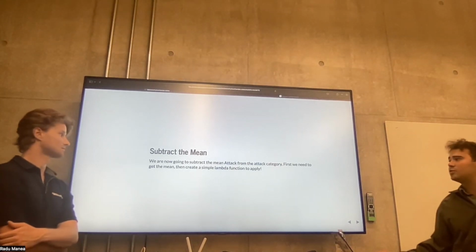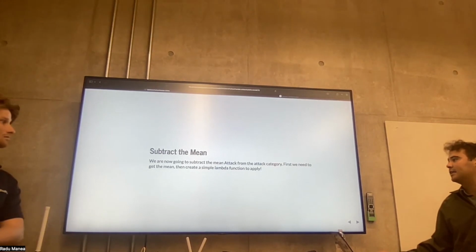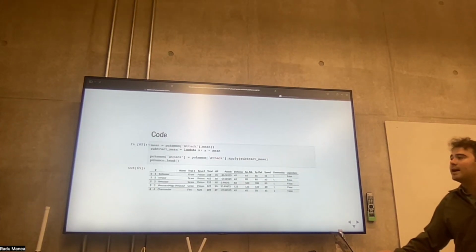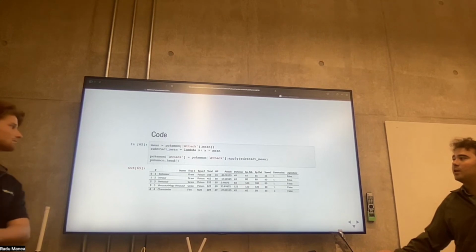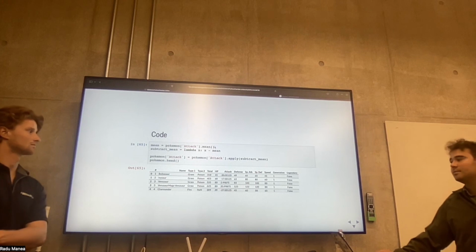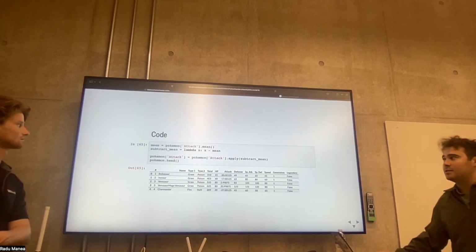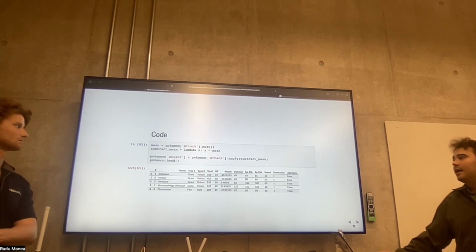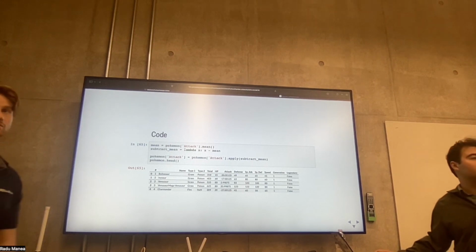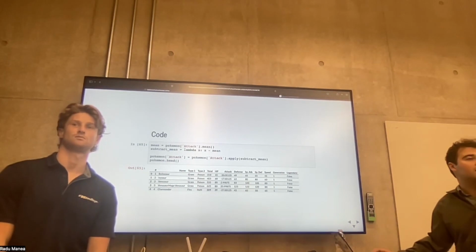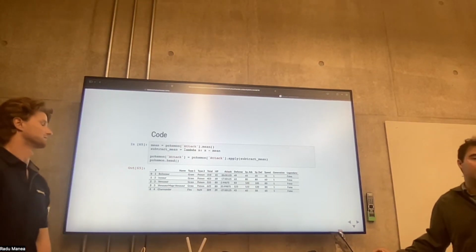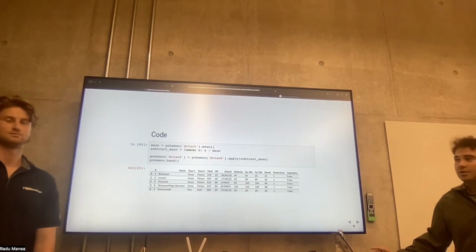So right now we're going to subtract the mean attack from the attack category. So first thing we're going to do, we're going to grab the mean by using Pokemon, the attack column, and we just use the dot mean function in pandas. And that'll save it as the mean number. And then to subtract the mean, we're going to use a lambda function. Has anyone used lambda functions before? Okay, we'll have another slide on lambda functions, but basically it's just like a mini defined function.